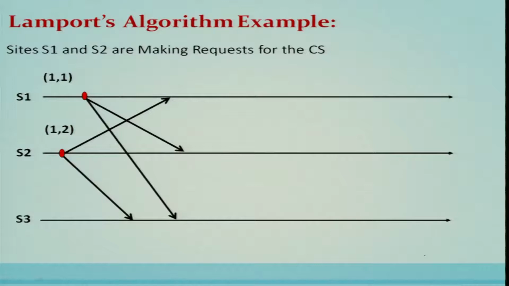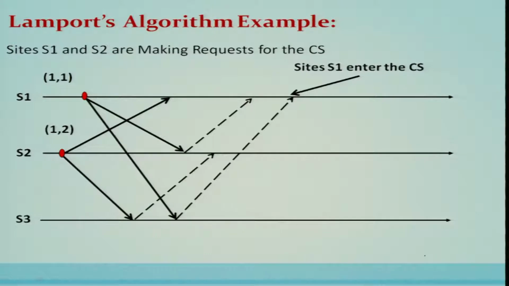Lamport's algorithm example. Let us have three sites S1, S2 and S3 participating in the distributed mutual exclusion. Now sites S1 and S2 are requesting the critical section. So S1 will send these request messages, and S2 also will broadcast its message to all other sites.